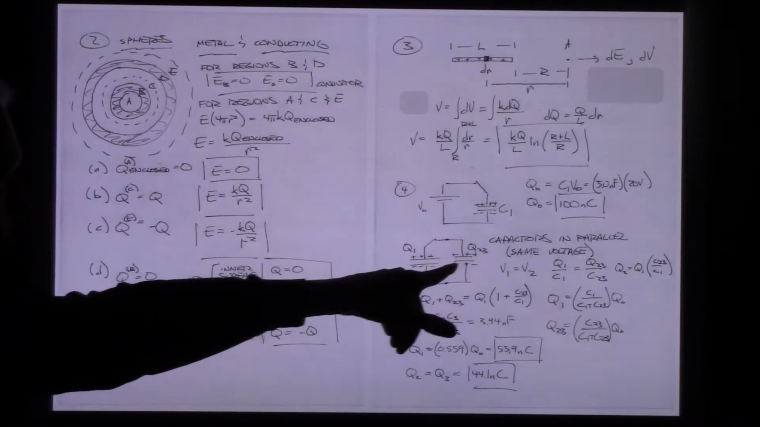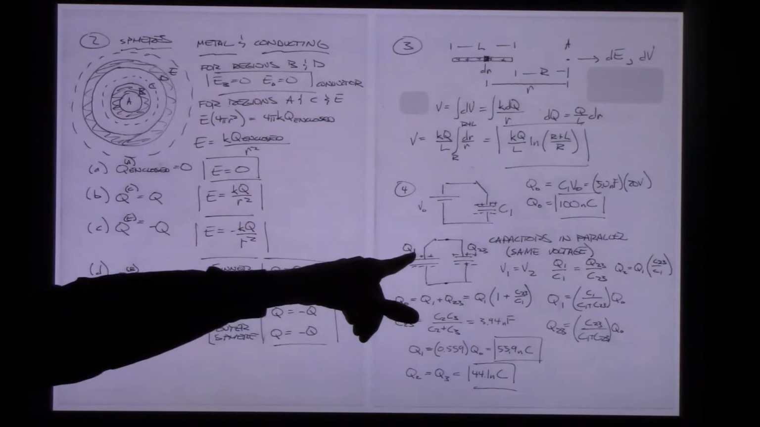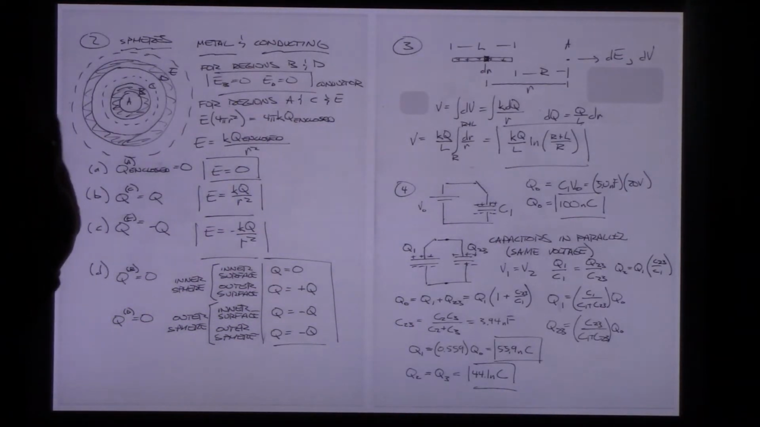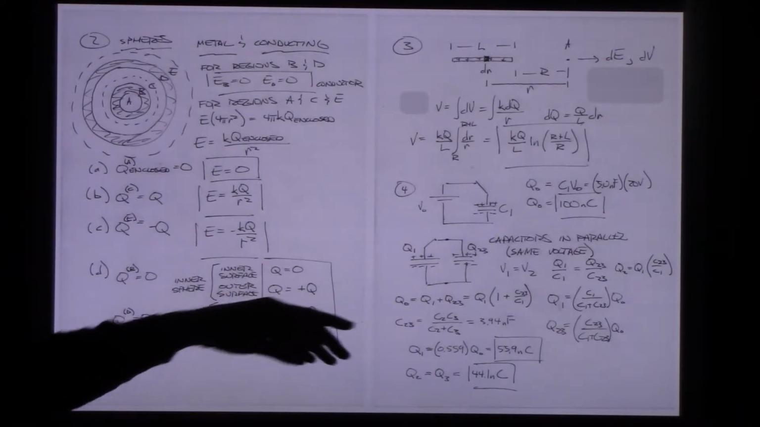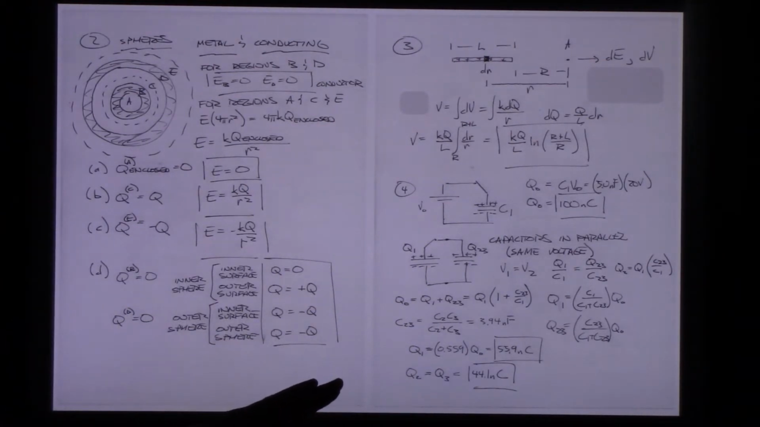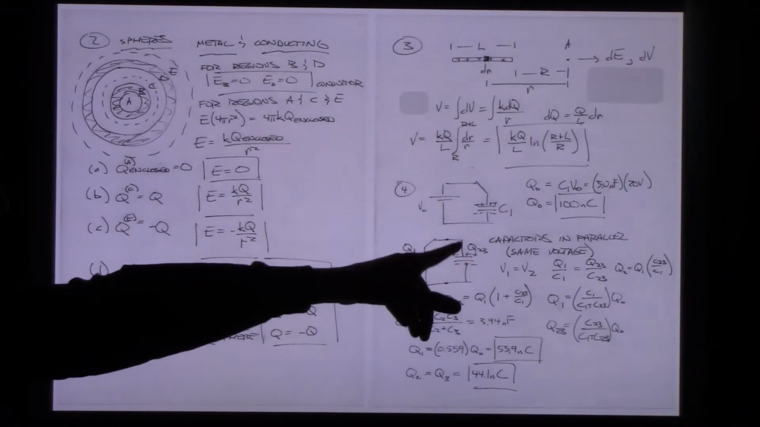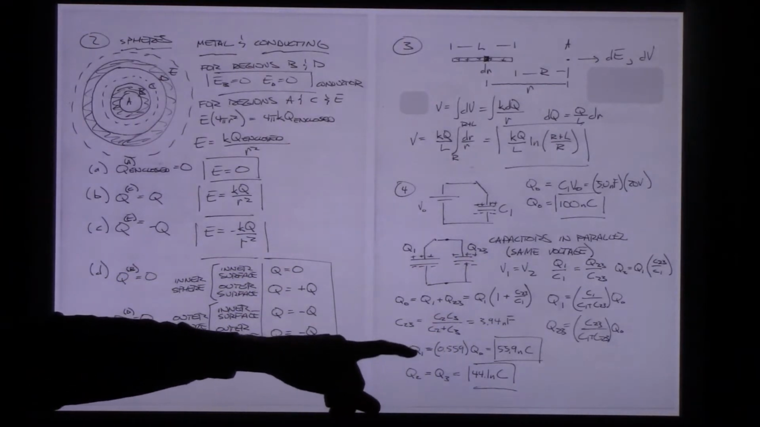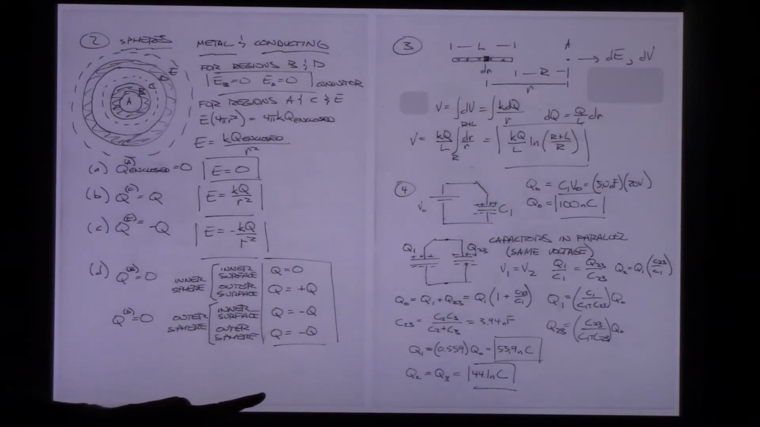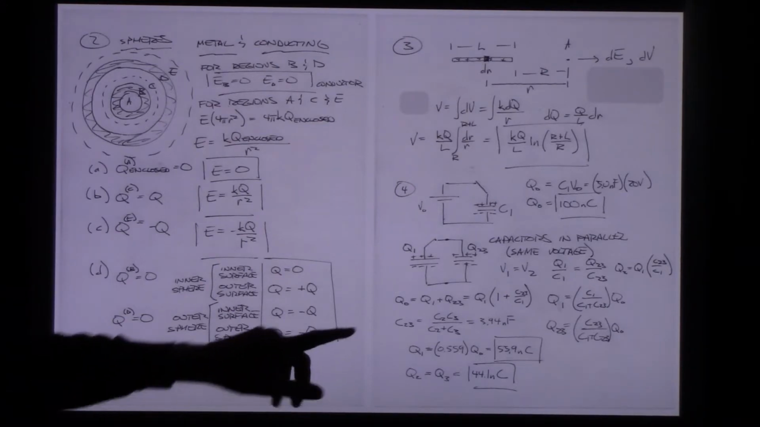Now here we've moved the switch, so the switch has gone from the left side over to the right side, and what we're going to do now is allow some of that charge to migrate. Now not all of it will go to the other side. What we're going to do is combine capacitor 2 and 3 together in series. So let's take a look at that.